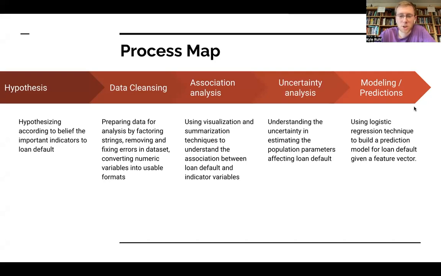Then we did some association analysis on these variables, using visualizations and summarization techniques to understand the association between our main variable here, which is loan default, and some indicator variables. Then we performed some uncertainty analysis to understand the uncertainty surrounding these associations. And then lastly, we built a model using a logistic regression technique.